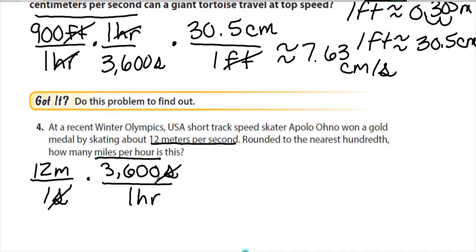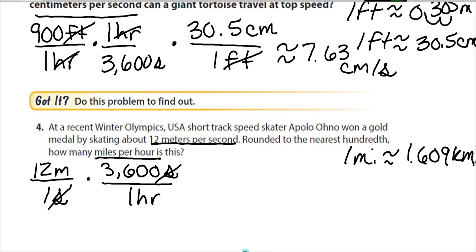Actually, I could use 1 mile is however many kilometers and change that into meters. I think that might be the easier way to do it. Yeah, let's do it that way. Okay, so 1 mile is approximately 1.609 kilometers. We need to go to meters. So think about the staircase again.